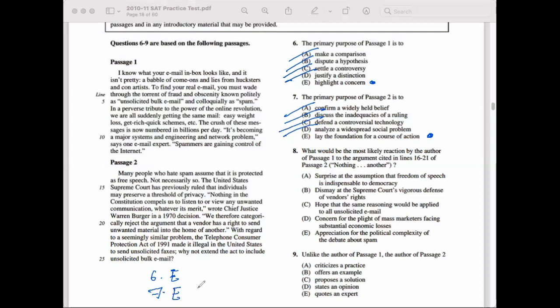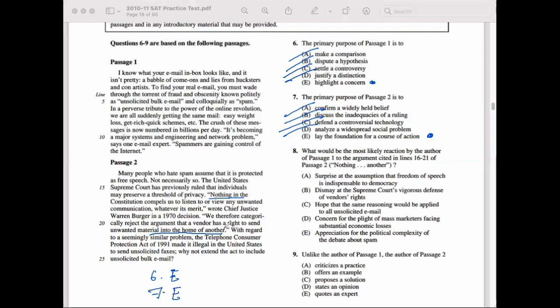Okay, question 8. What would be the most likely reaction by the author of passage 1 to the argument cited in line 16 to 21 of passage 2? So in 16 to 21, the second author is saying nothing in the Constitution compels us to listen to or view any unwanted communication, whatever its merit. We therefore categorically reject the argument that a vendor has a right to send unwanted material. So how would the first guy react to this, right?